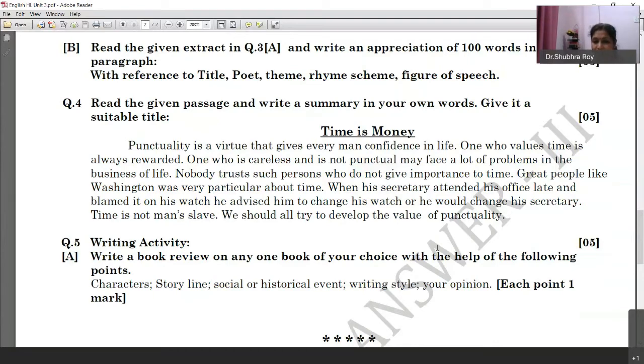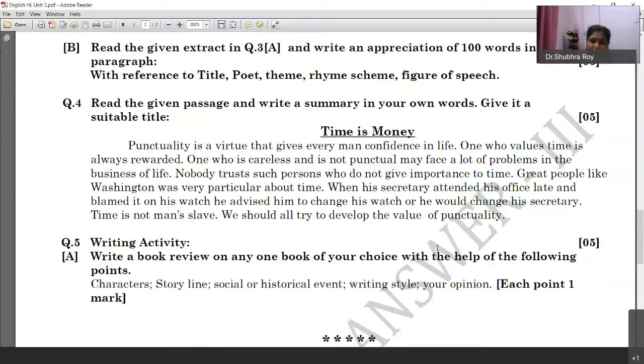What are you supposed to write? You are supposed to write about the characters, the storyline, the social or historical event in the story, and the writing style of the writer. If you have to comment on the writer, you have to actually read the book and find out what kind of story it is all about, and then give your own opinion about the book.